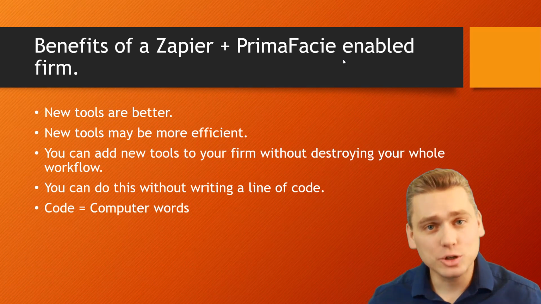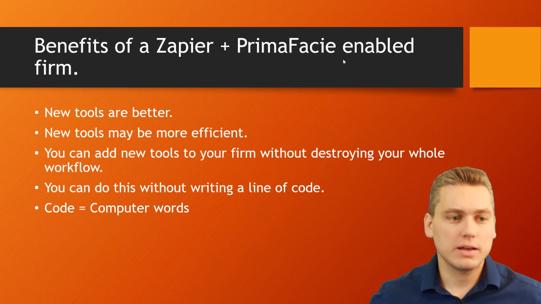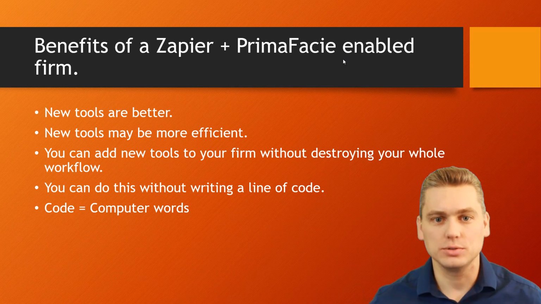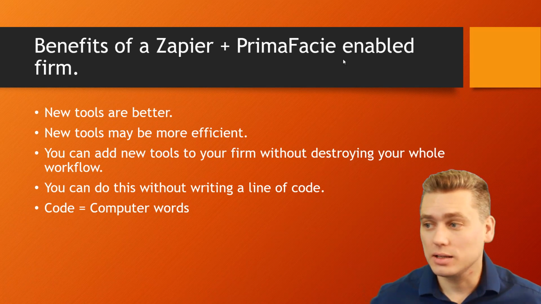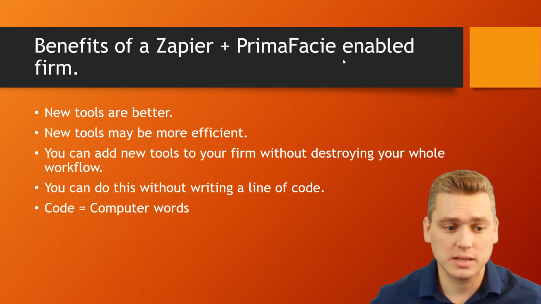So you can add new tools to your workflow without destroying your whole workflow. You don't have to change your whole system if you're already using tools that use something like Zapier. And you can do this without writing a line of code. A lot of this really is do-it-yourself. It's super easy to set up. We're going to show you how today.